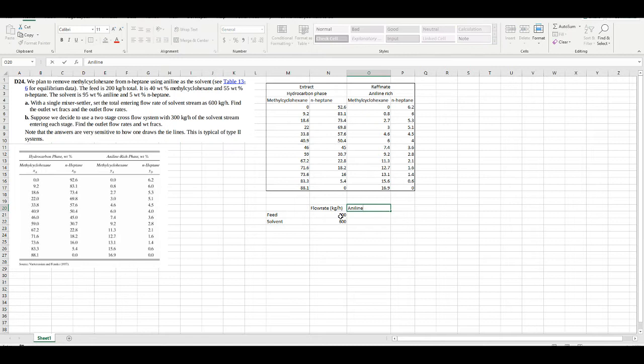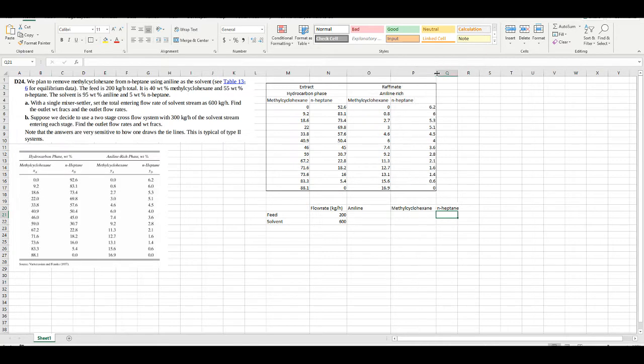So we first have aniline, then we have methylcyclohexane, and finally we have N-heptane. Perfect. So aniline is 0.05 in the feed. The methylcyclohexane is 40%, and the N-heptane is 55%. And then for the solvent, we have 95% aniline, 0% methylcyclohexane, and 5% N-heptane. Perfect.